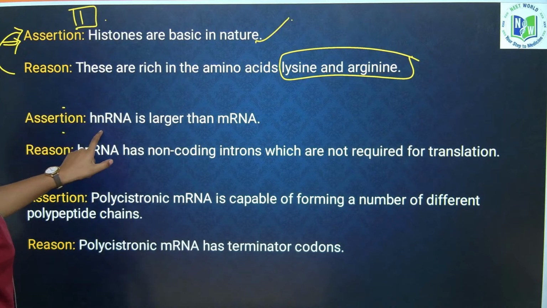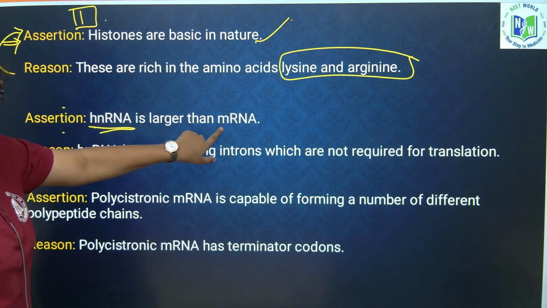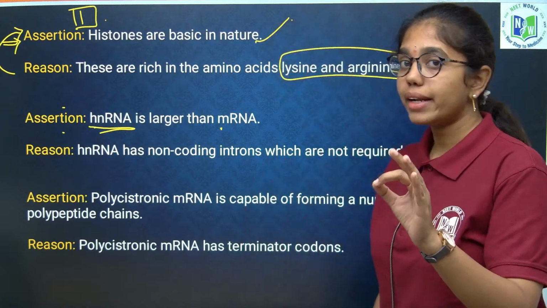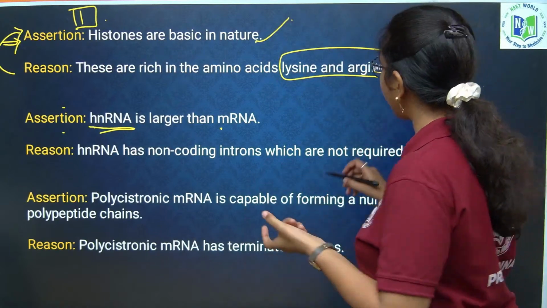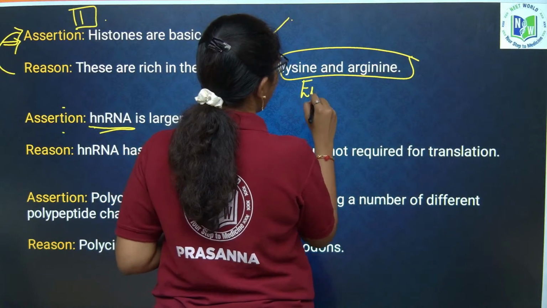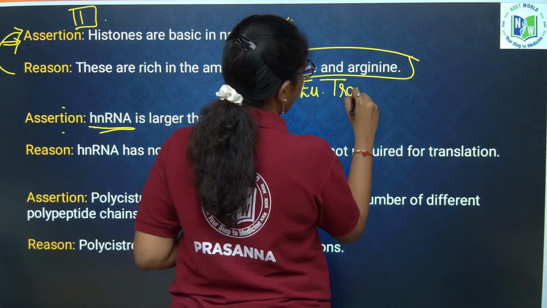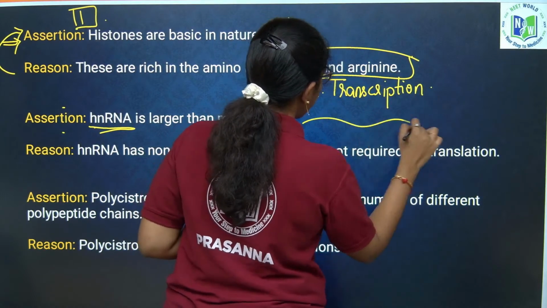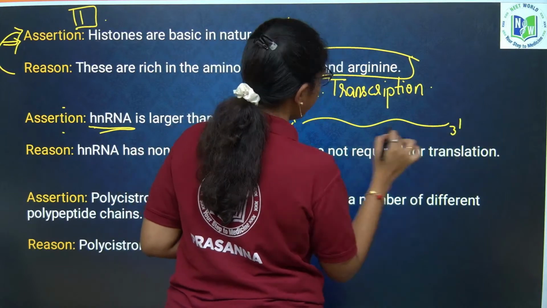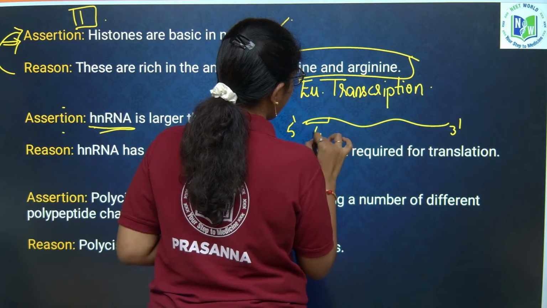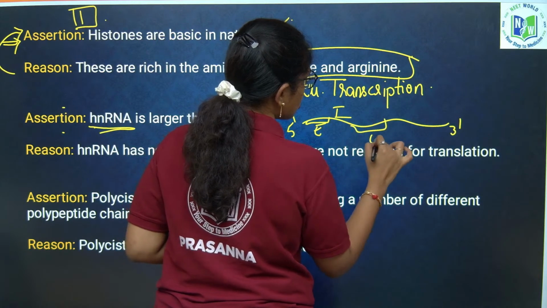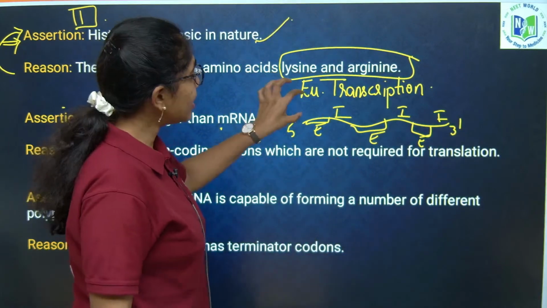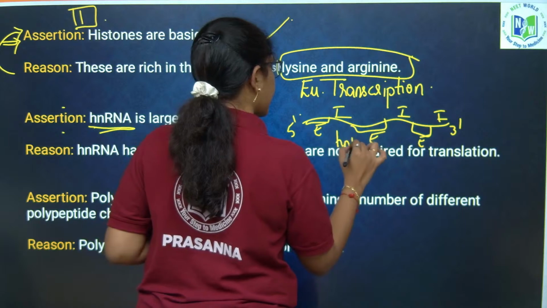Here you see, heteronuclear RNA is larger than mRNA. What is heteronuclear RNA? Heteronuclear RNA is the RNA you see after the end of eukaryotic transcription. After the end of eukaryotic transcription, between the 5 prime end and the 3 prime end you have exons and introns, exons and introns, exons and introns, right. So this is heteronuclear RNA.